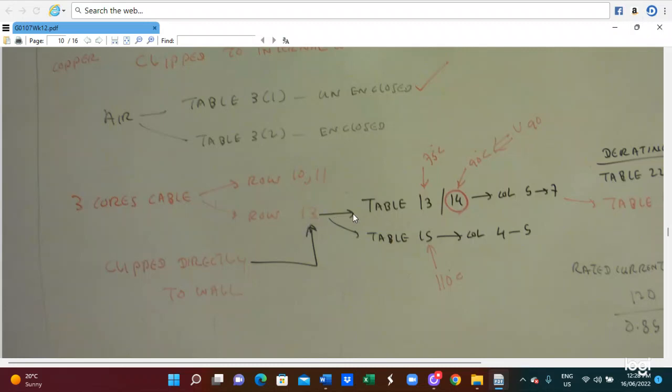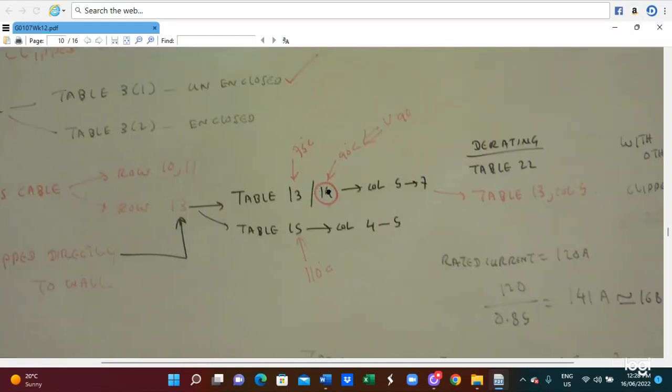And this row 13 indicates that we have to further use table 13 to 15. Table 13 is for the 75 degrees centigrade cable, V75, table 14 is for V90, and table 15 for the V110. In this case it is V90, so we select table 14. Table 14, column 5 has to be utilized.